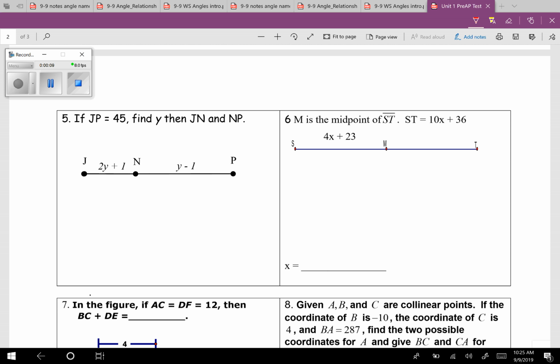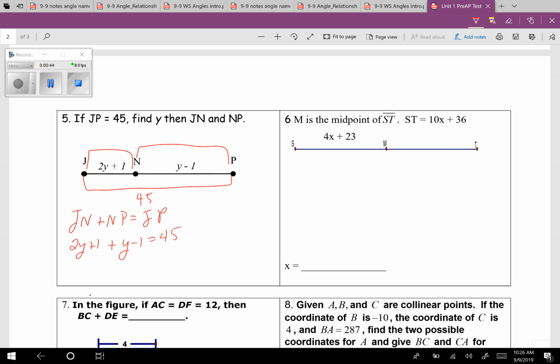So it says if JP is equal to 45, so right away, JP, that's the whole thing, then find JN and NP. So this is segment addition. So JN plus NP is equal to JP. So this section plus this section is equal to the whole line. That's the segment addition concept there. So 2y plus 1 plus y minus 1 is equal to 45. We're done with the geometry. All we have to do now is the algebra.